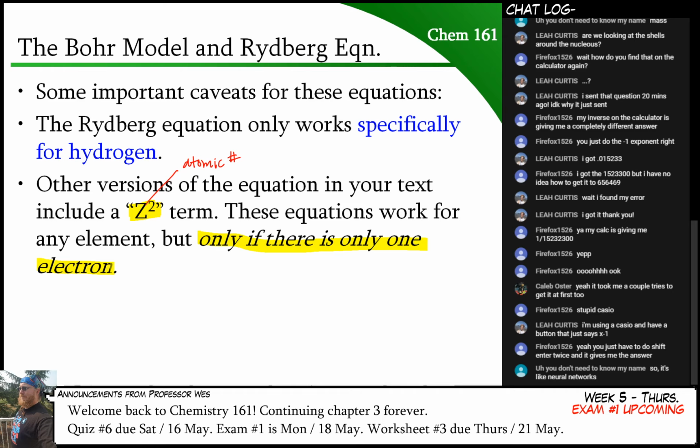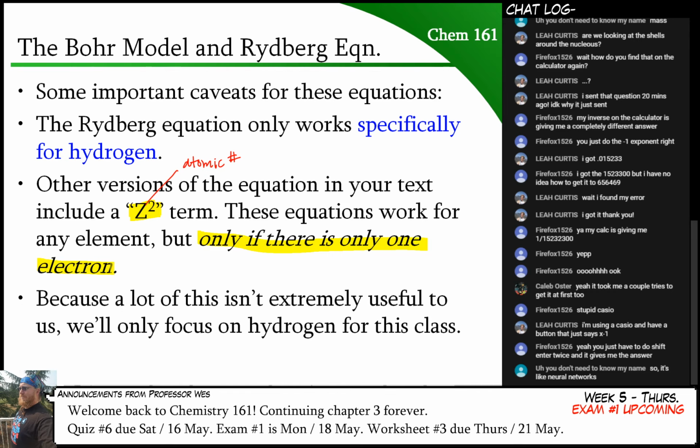Yeah, it'd be kind of like a neural network if all of the entities in the network were working on the same problem. This is just a supercomputer, which is just a huge computer that can run a bazillion bits at once. And again, because none of that's useful to you, really, we're only going to work with hydrogen.